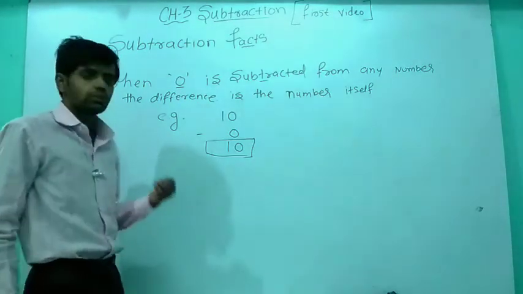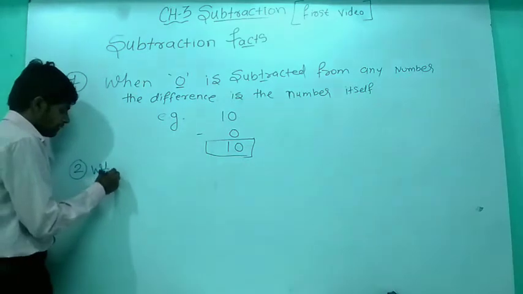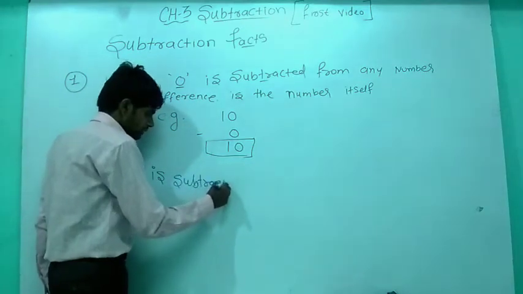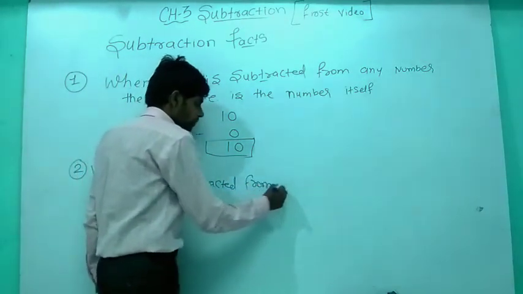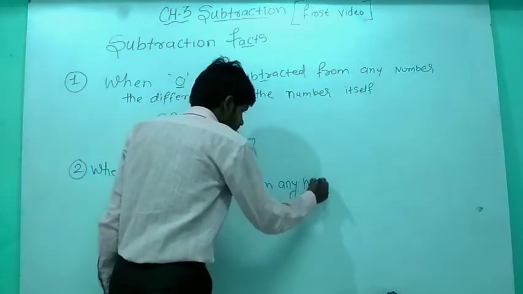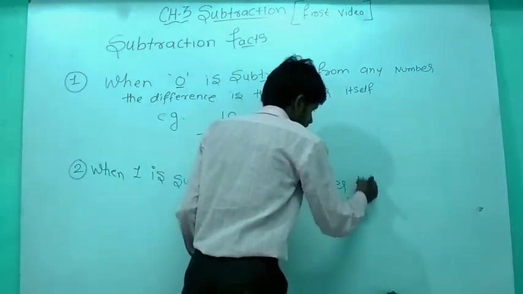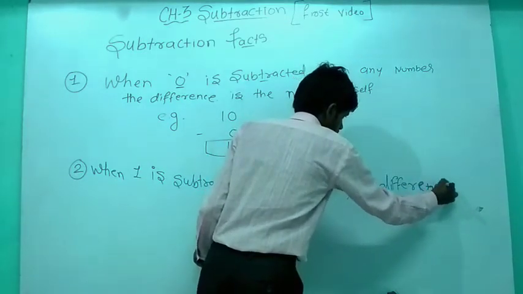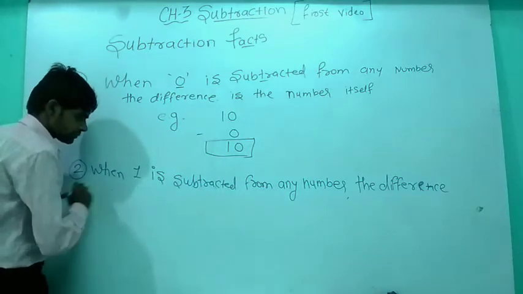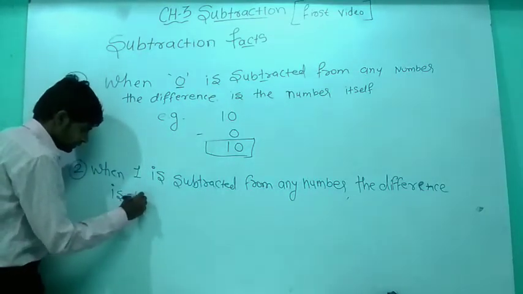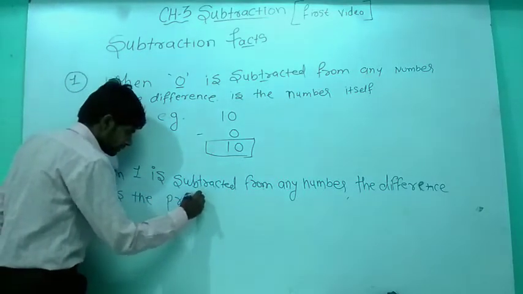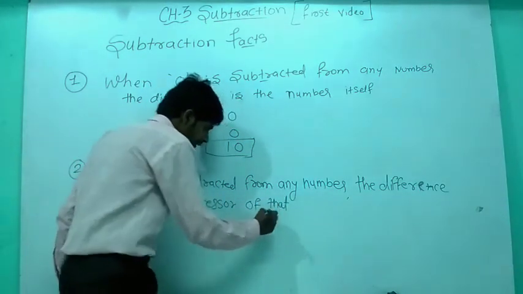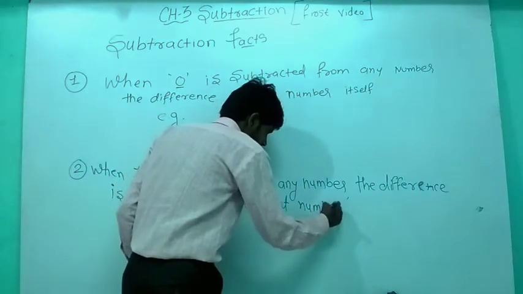Let's understand the second one. When 1 is subtracted from any number, the difference is the predecessor of that number. Okay, that is the second property.